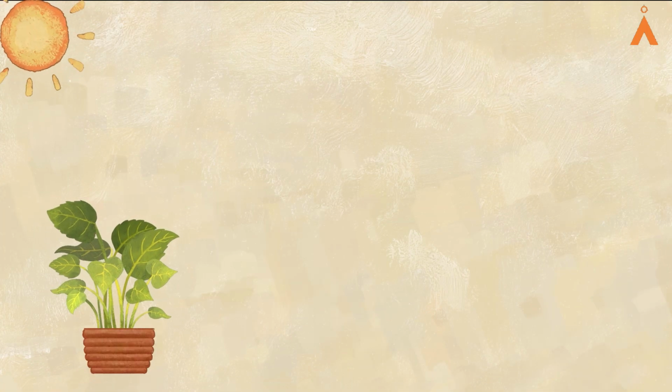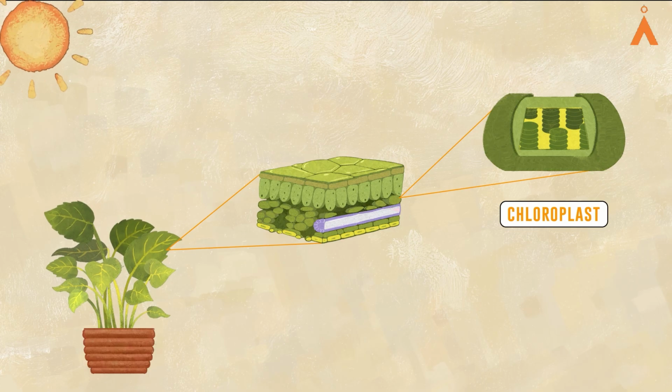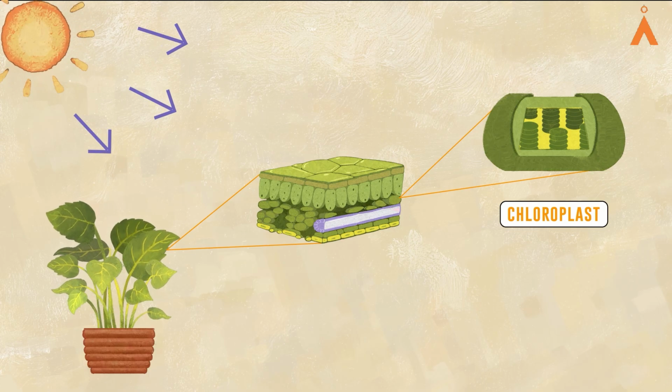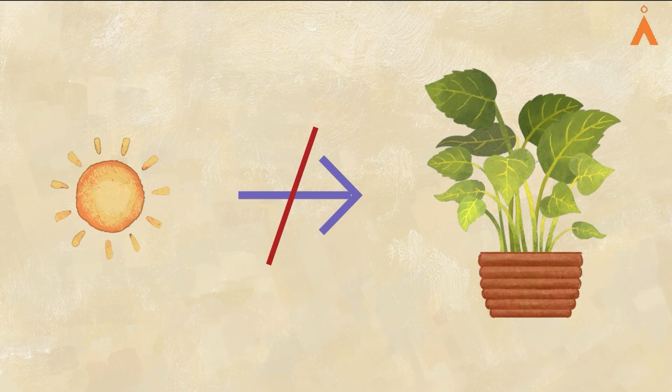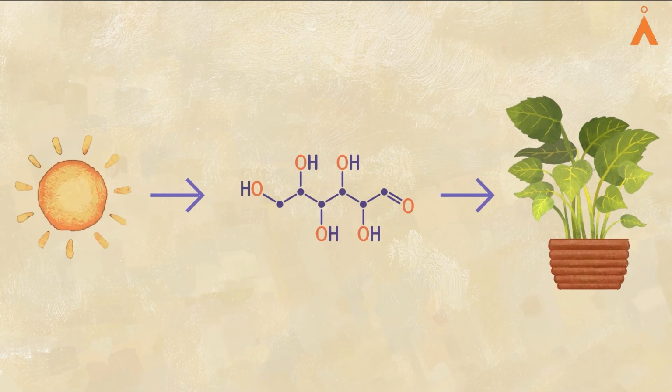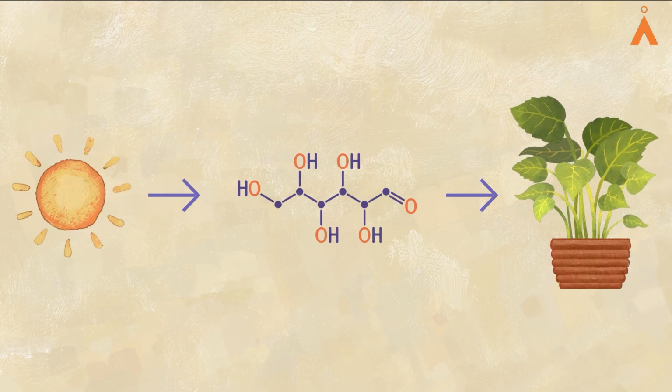As a first step, the chlorophyll-containing chloroplasts of the plant cells absorb sunlight for the energy required for cooking. Since this light energy source can't be used directly by the plant, it must be converted into a form that the plant can utilize, which brings us to the next step.